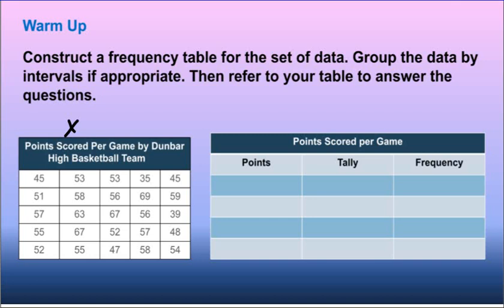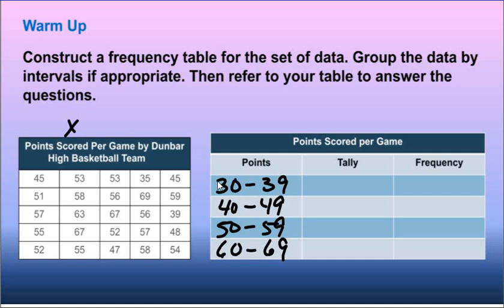For this one, I can make a range of scores. The first one, let's just say I did 30 to 39, because my lowest score, according to this table, is 35. So I'm going to count in groups of 10. So 30 to 39, 40 to 49, 50 to 59, and then 60 to 69.